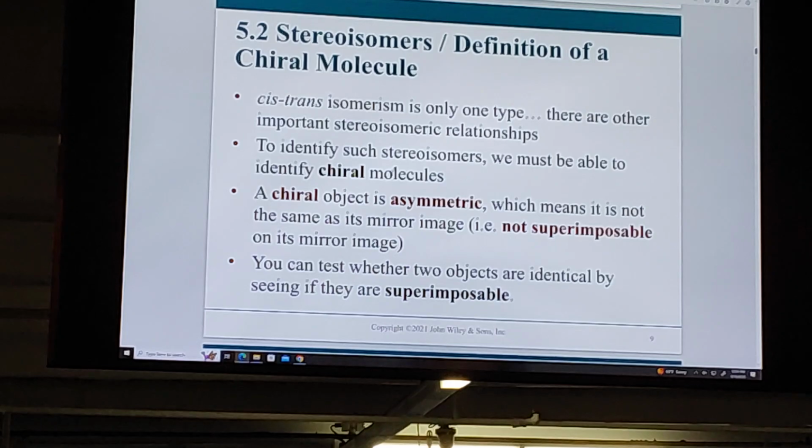Which has to do with chirality. So chirality is not about cis-trans molecules, that's one type. A chiral molecule is a molecule that is asymmetric, right? It's asymmetric, and the idea is that it's not superimposable. Now what does that mean? If I take my right hand, even though they look the same, if I try to superimpose them, guess what? It wouldn't work out. No matter what I do, they don't work out, right? And so that's the idea of chirality. And I'll build a model for it.